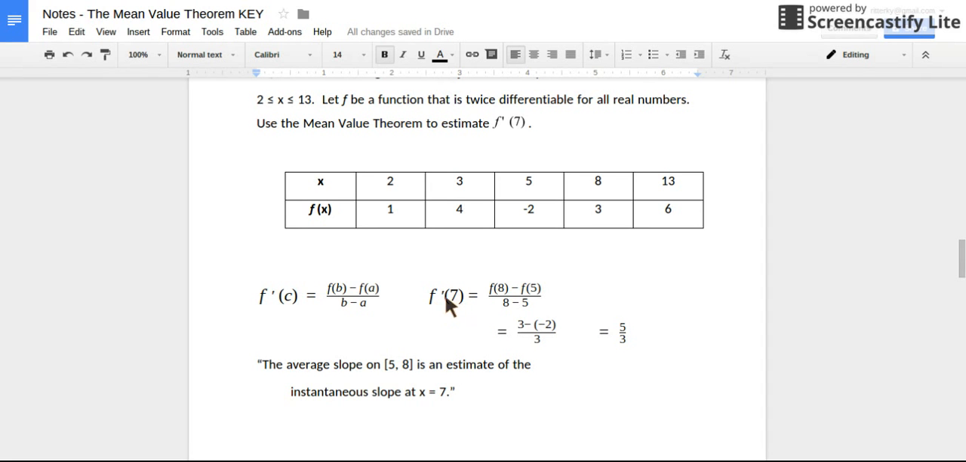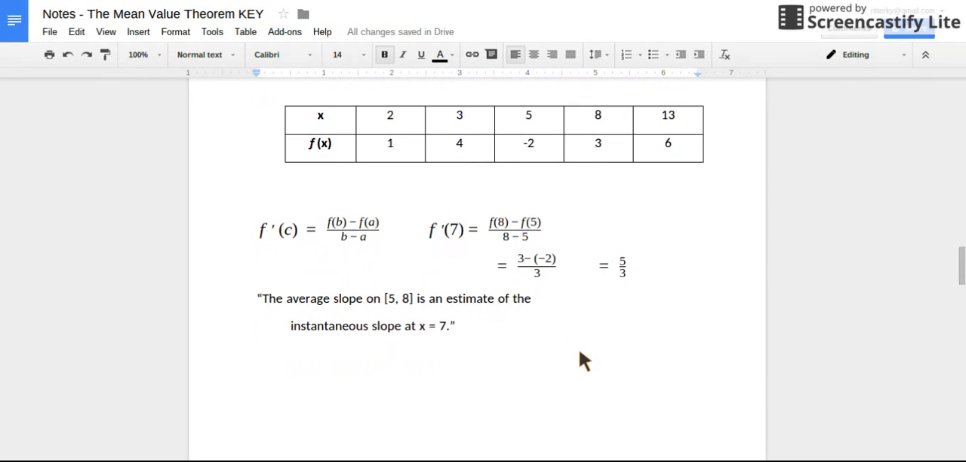So it's not exactly what it would be. We're just using it to approximate or estimate the slope. So we're using an average slope as an estimation.